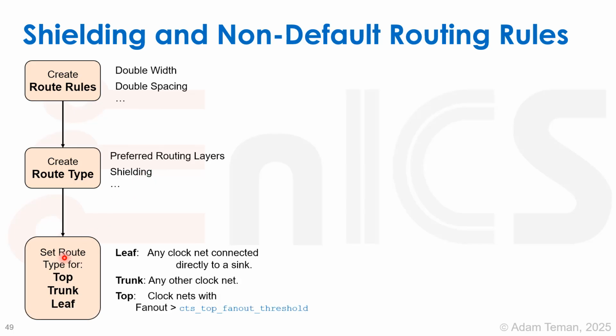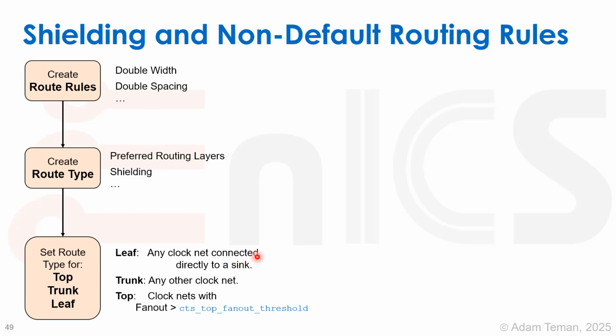And then we have setting the route type for different types of nets. And inside the clock, we have 3 defined types of nets. One is the top, one is the trunk, and one is the leaf. So basically, any clock net that is directly connected to a sink is called a leaf net. So that's the final net that goes from the final buffer to the actual flip-flop. On the other hand, we have the top. That's any net with a very high fan out. How high? Well, larger than the CTS top fan out threshold. So if we have, say this is set to 1,000, then any net that drives more than 1,000 clock sinks downstream will be considered a top net. Anything in between the leaves and the tops are considered trunk nets.